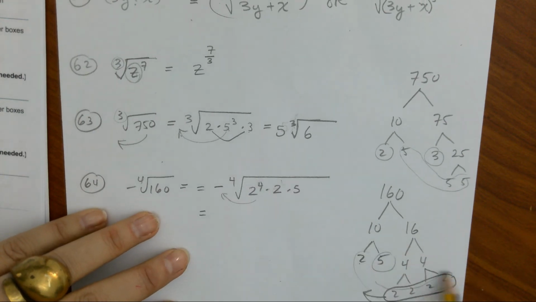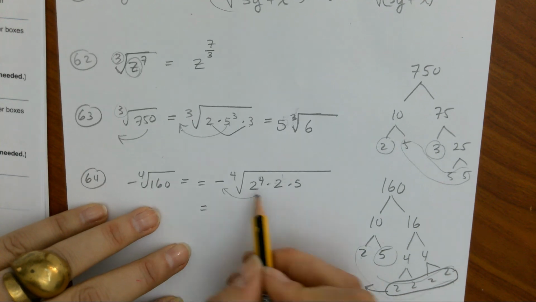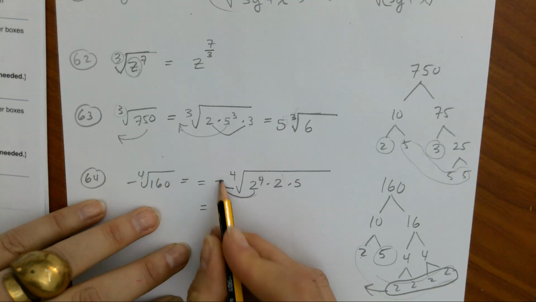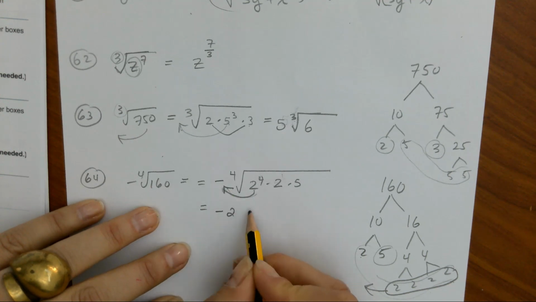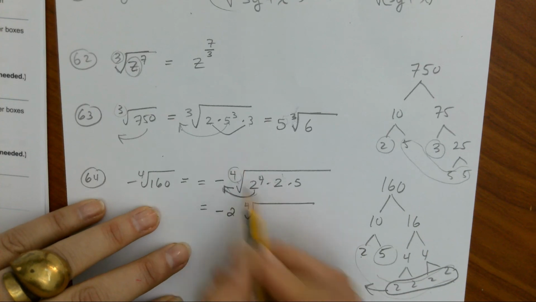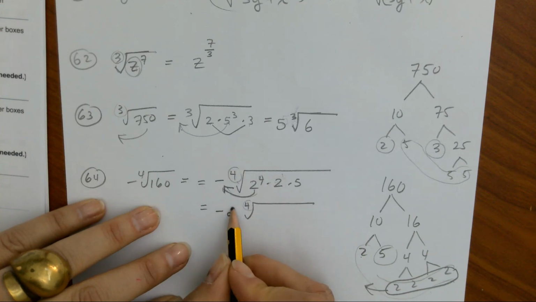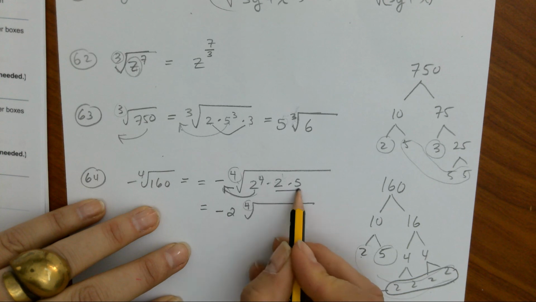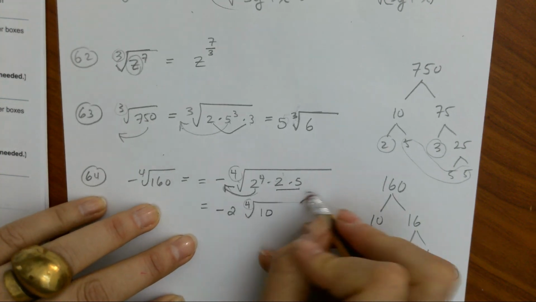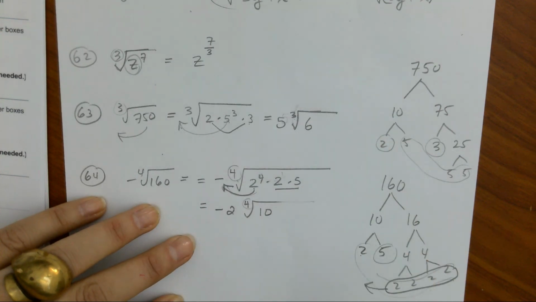So here's my group of 4. If I want to take this out, I have to write my 2. So there's a negative here. I take it out, I write my 2, and this goes with my radical sign. It's not an exponent on here. And what do I have left? I have 2 times 5, which is 10. That's a big radical sign. Let's just make that smaller, like that. Okay.